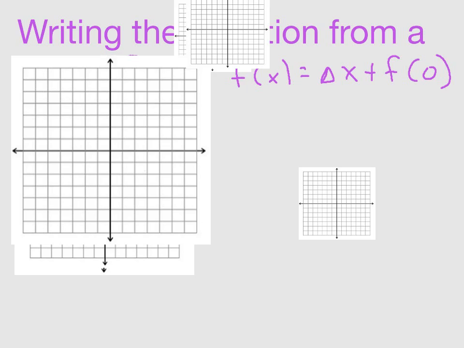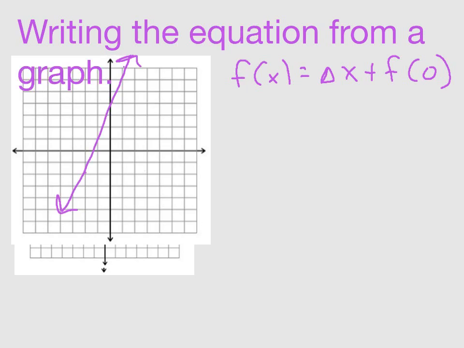The first thing I want to do is write the equation from a graph. Notice the form, f of x equals delta x plus f of 0. The first thing we want to do is look for the y-intercept. We know the y-intercept sits on the y-axis. So right here is our y-intercept. Our y-intercept is sitting at the point 0, 1, 2, 3, 4. So here is where the 4 will go. It's as easy as that.